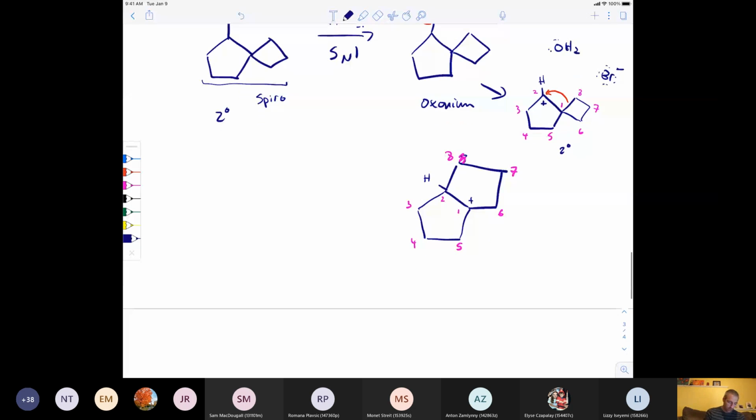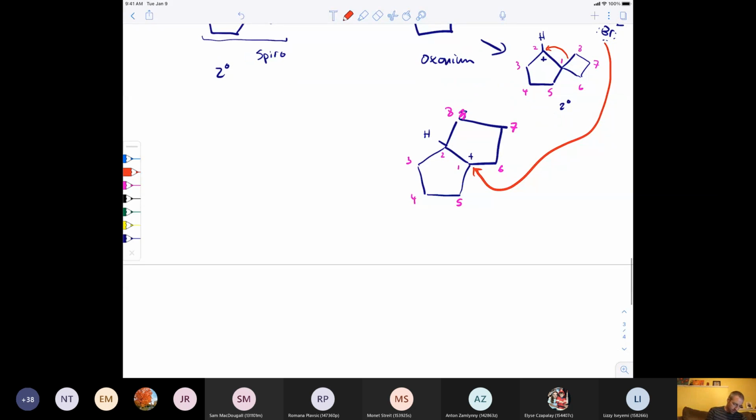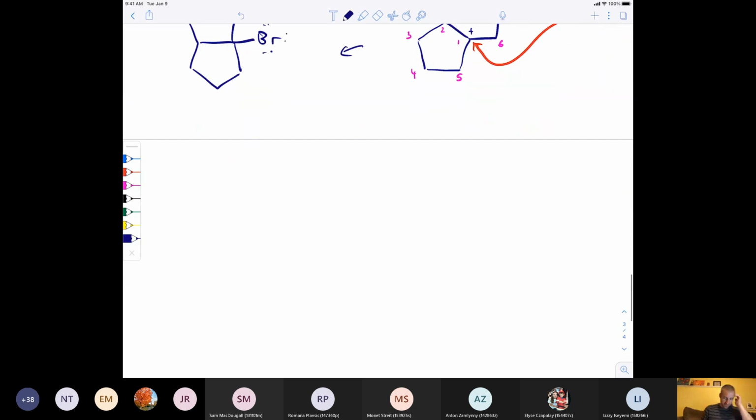Then we can finish this off. This was a substitution, so we have bromide attacking our carbocation. Big long curly arrow from there. And we get this nice looking thing. So that's a ring expansion. I know you guys don't like ring expansions, so I don't want to spend too much time on them right now because there's lots of other good stuff to talk about.